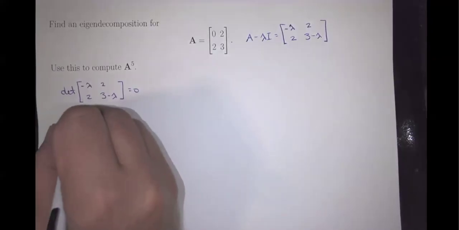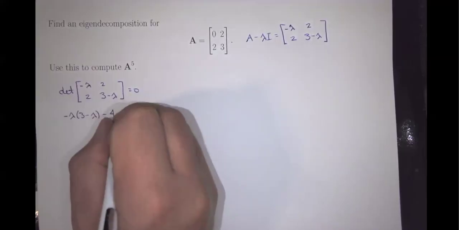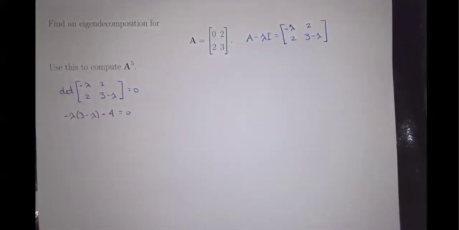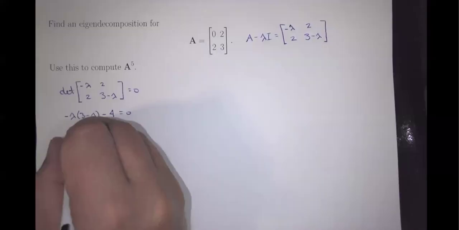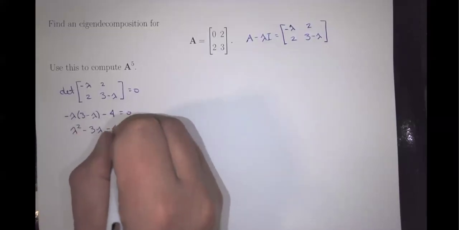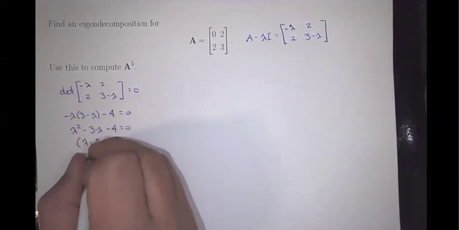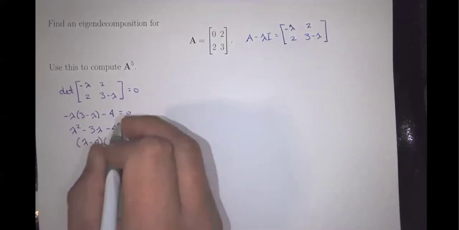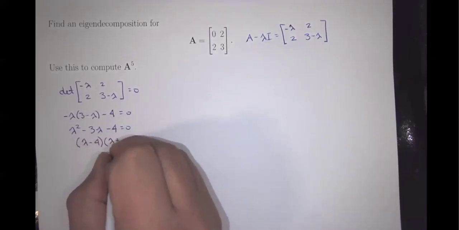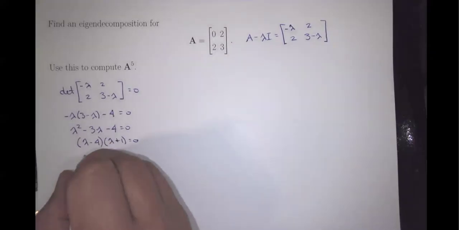So we've got negative lambda times 3 minus lambda, minus 4 equals 0. And so that's lambda squared minus 3 lambda minus 4. And if we factor this, we get lambda minus 4, lambda plus 1. Okay. And so our lambda is equal to 4 or negative 1.